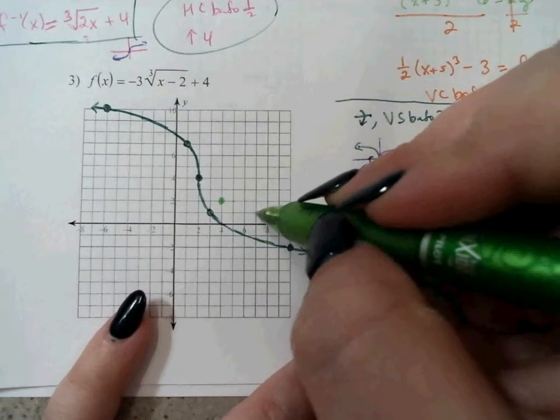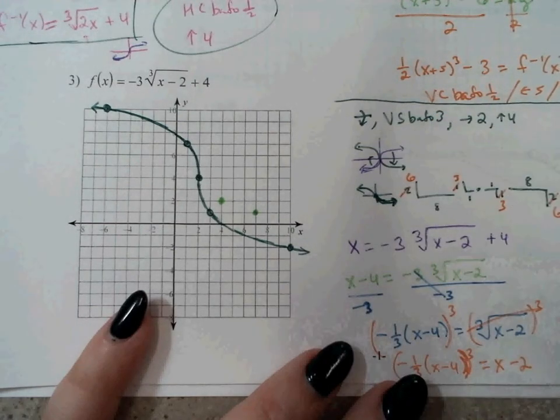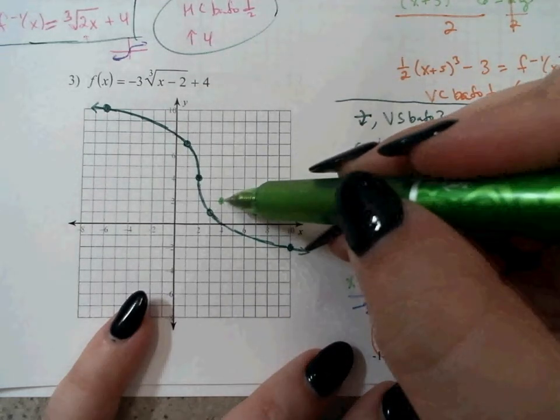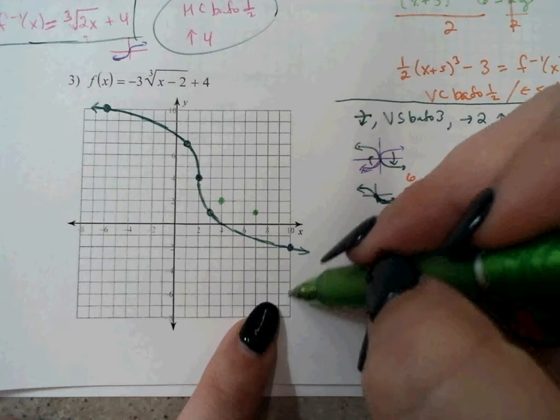So if I go to the right 3, 1, 2, 3, down 1. And to the right 6 and down 8. To the right 6 from 4 is 10 and down 8 from 2 is -6.